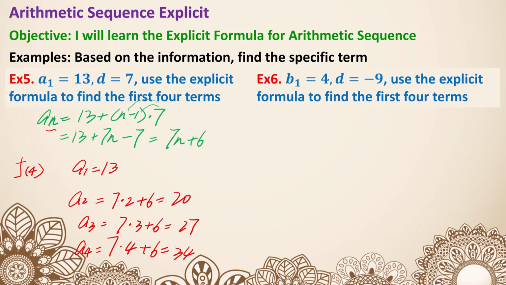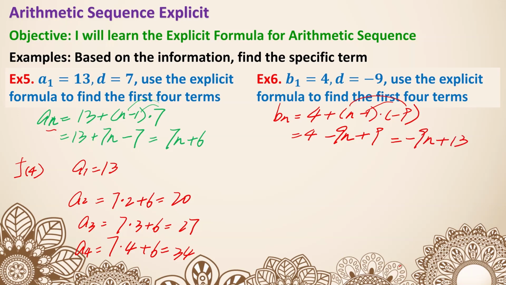Now try example 6. Okay, let's have a look. First, find the formula. b sub n is the first term, which is 4, plus n minus 1 times negative 9. Distribute the negative 9. We got 4 minus 9n. Negative 1 times negative 9 is a plus 9, so we got negative 9n plus 13. b sub 1 is already given.